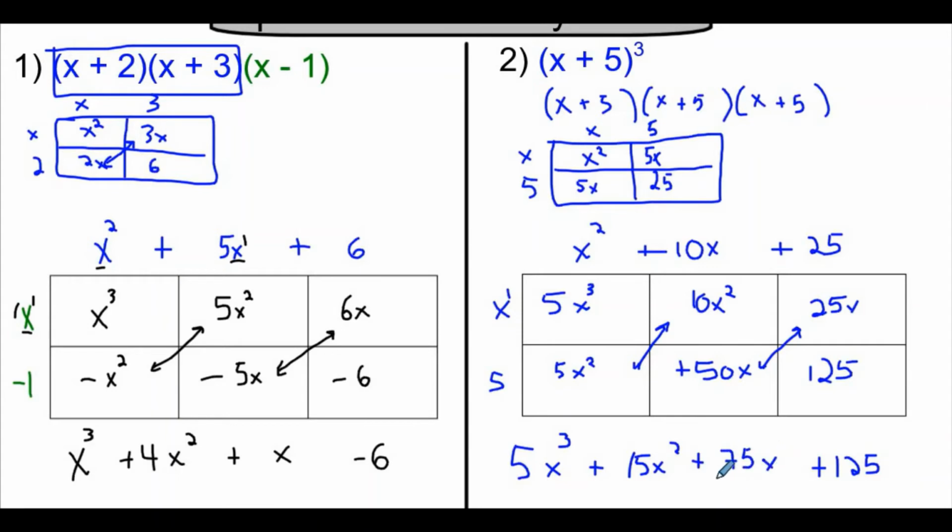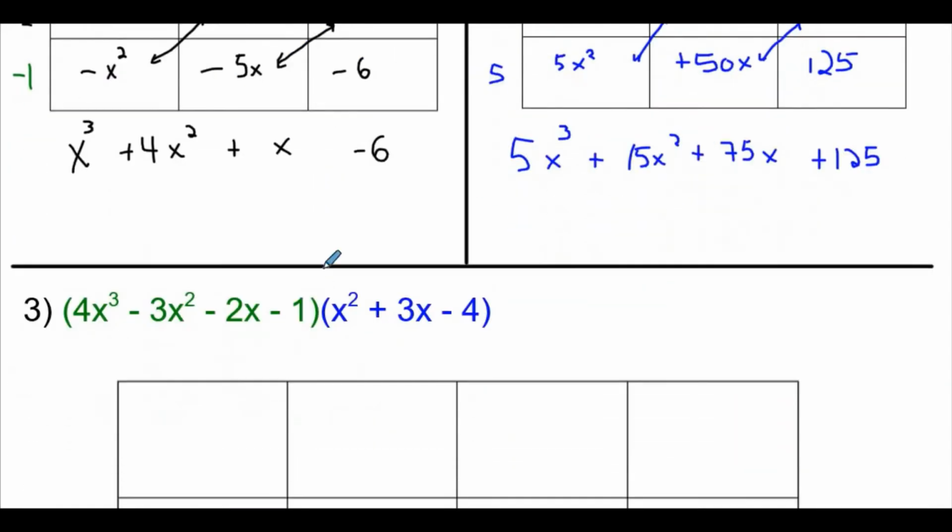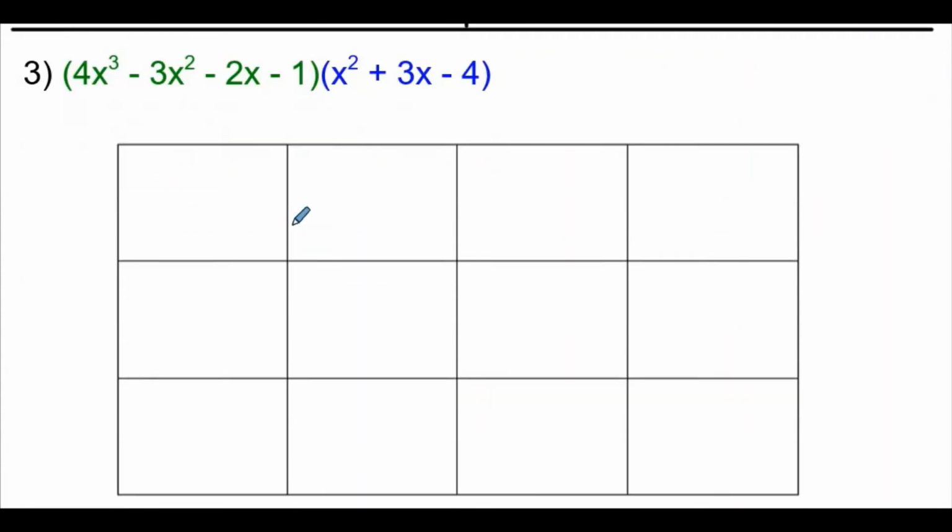So just to hammer home the box method or the area model, you can start to see why it's really good for organization. But if you look at example 3 here, I just can't imagine trying to do this problem by foiling. I feel like it would be a huge mess.